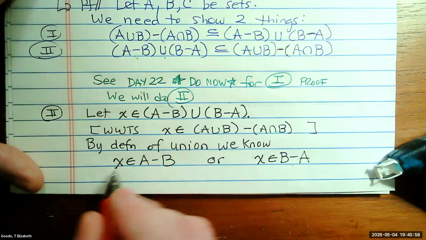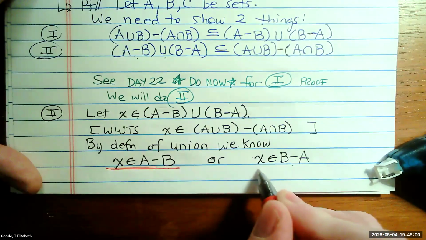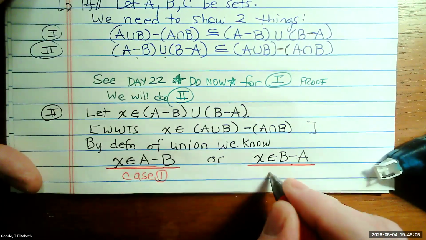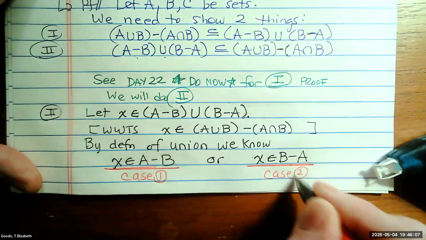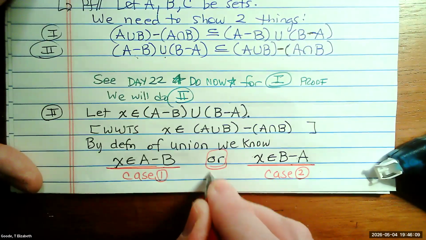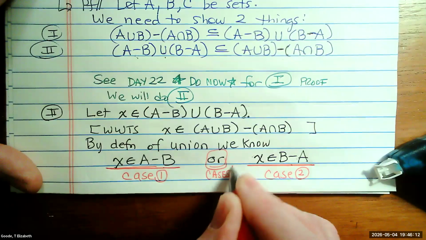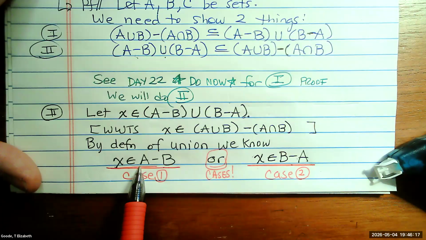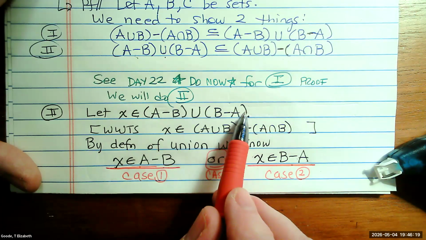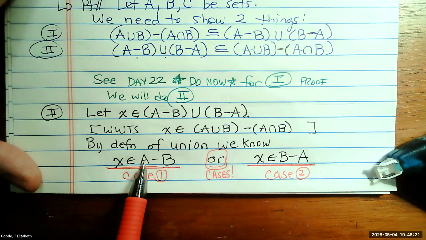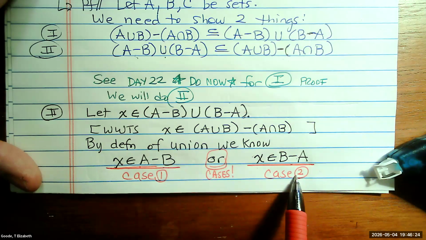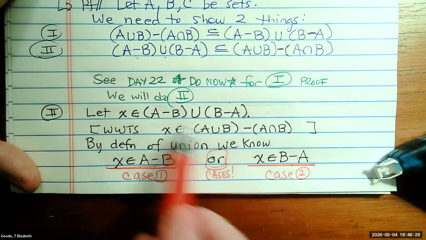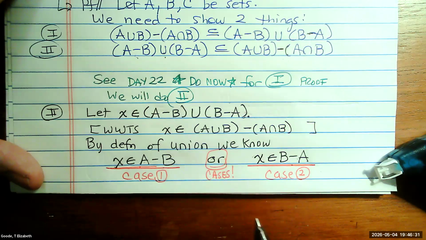Why? Because then you're going to be set up with the complete hypothesis for each of your two cases. You already have that work done. This or means cases, or always means cases. So case one will be what happens when X happens to be in this union by virtue of X being an element of A minus B. Case two will be what happens when X is an element of B minus A, because it's in one or the other. We just don't know which.